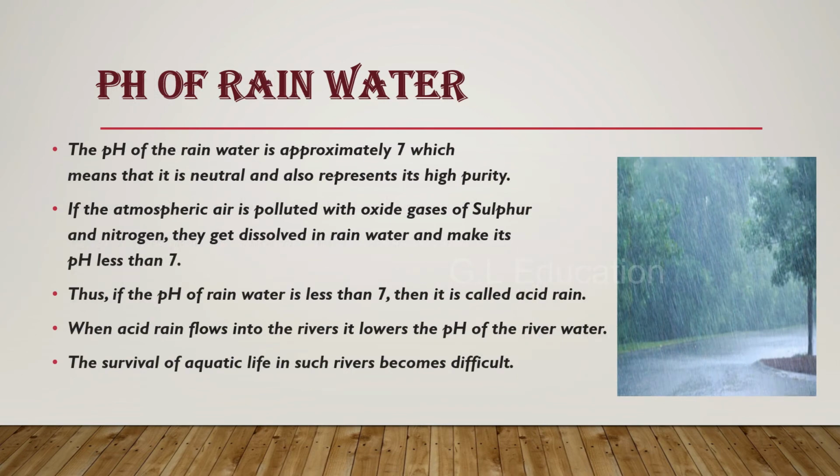pH of rainwater. The pH of rainwater is approximately 7, which means that it is neutral and also represents its high purity. If the atmospheric air is polluted with oxide gases of sulfur and nitrogen, they get dissolved in rainwater and make its pH less than 7. Thus, if the pH of rainwater is less than 7, then it is called acid rain. When acid rain flows into the rivers, it lowers the pH of the river water. The survival of aquatic life in such rivers becomes difficult.